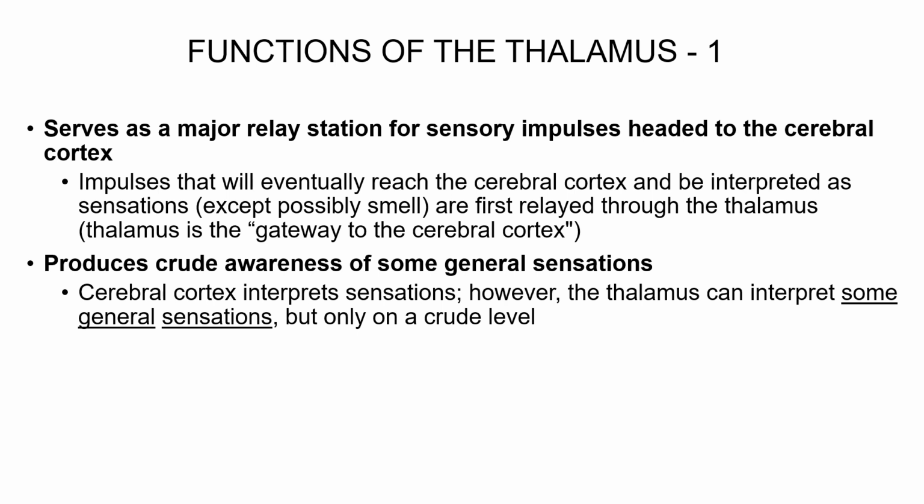And then you can see the second bullet, it produces crude awareness, which is basically just general sensation. The cerebral cortex interprets sensations, right? The parietal lobe is interpreting touch. The temporal lobe is interpreting auditory and olfaction. And then we have the occipital lobe with vision, right? But just kind of general basic sensations. The thalamus also helps communicate with the cerebrum and just gives you an idea of what's going on around your body.